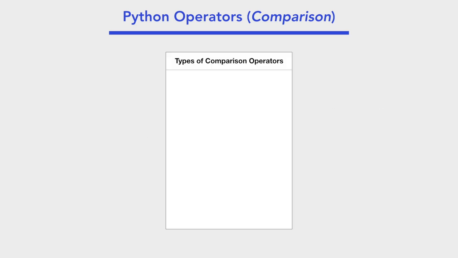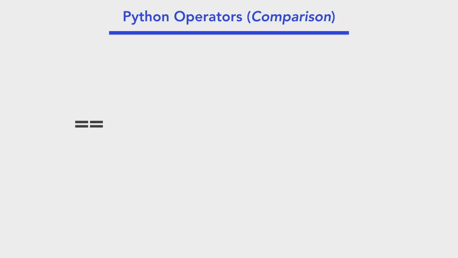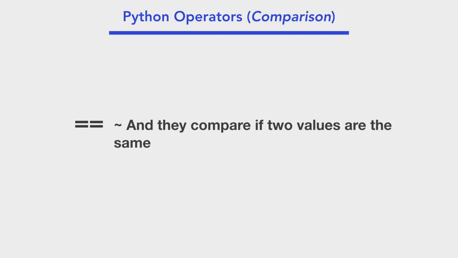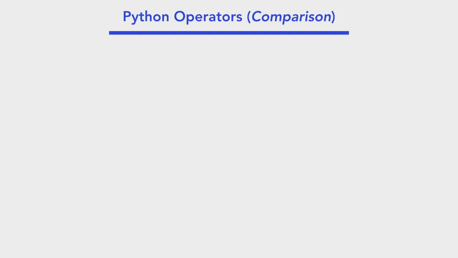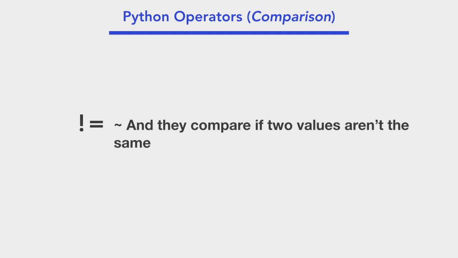The first one we'll look at is the double equal operator. These are two consecutive equal symbols, and they compare if two values are the same. The second one is the not equal operator. This is an exclamation point followed by an equal symbol. The purpose of this function is to compare if the two values aren't the same.